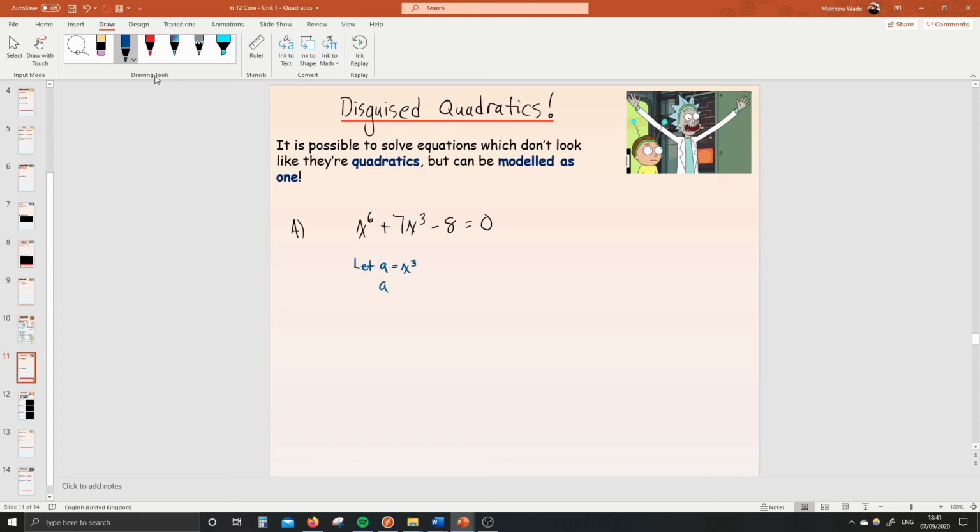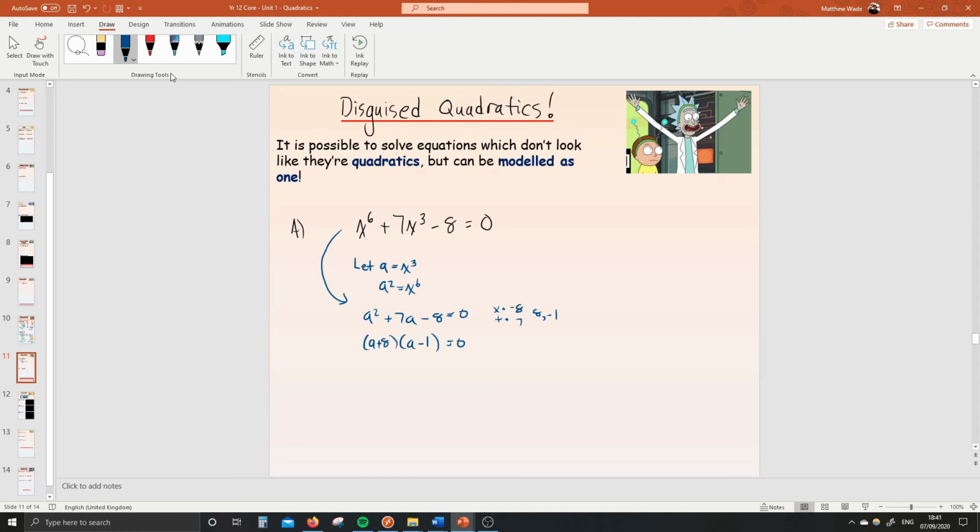What does that mean that a squared equals then? What's x cubed squared? Well, x to the 6. So in other words, this exact equation can be written as a squared plus 7a minus 8, equals 0. Isn't that cool and clever? Well, because when that's done, now it's nice and easy. So I just need to figure out what two numbers times to minus 8 and add to 7. Well, it's going to be 8 and minus 1, which means we can factorize it. A plus 8, and a minus 1.